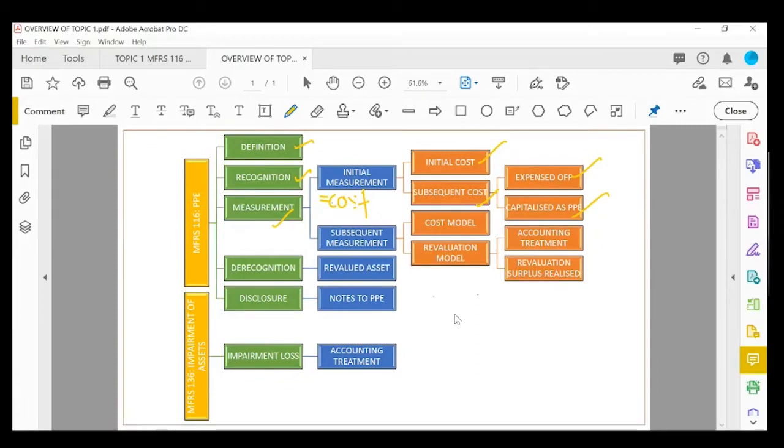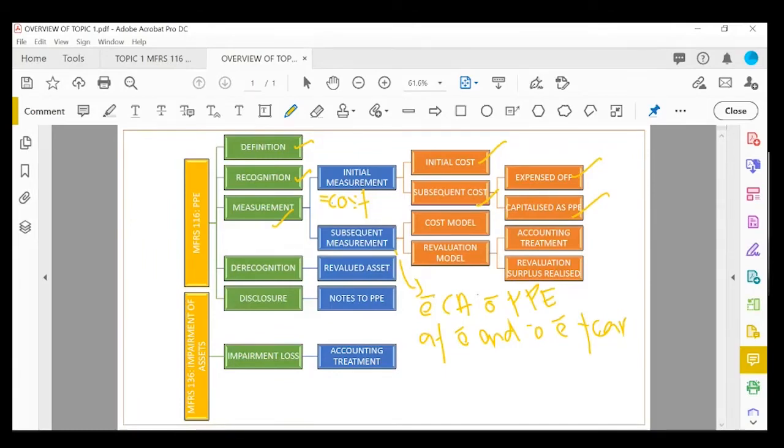Okay, but the problem is, what are we going to do with this cost at the end of the year? Okay, so subsequent measurement deals with the carrying amount of PPE at the end of the year. It deals with the carrying amount of PPE at the end of the year.